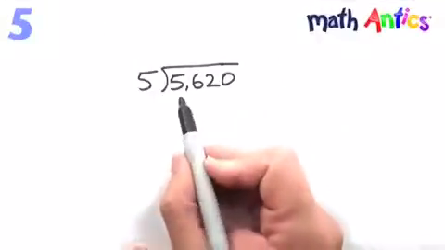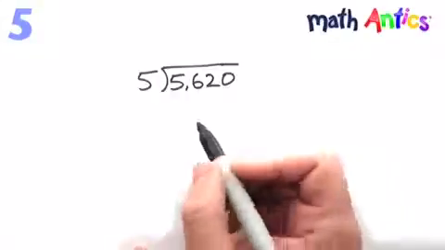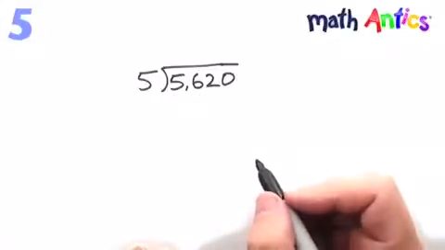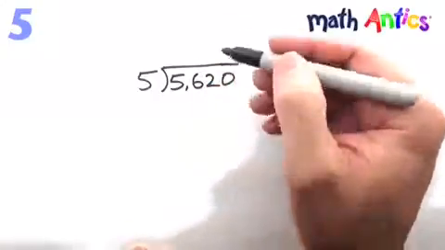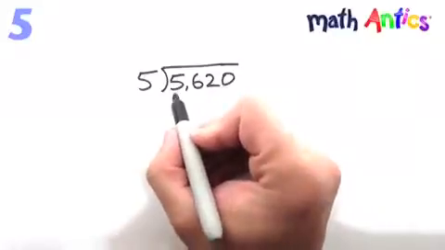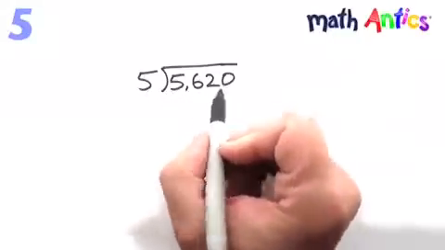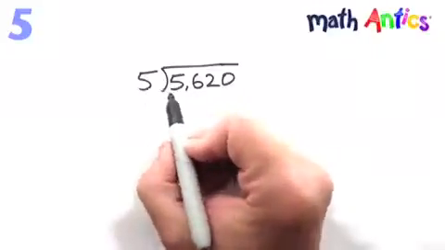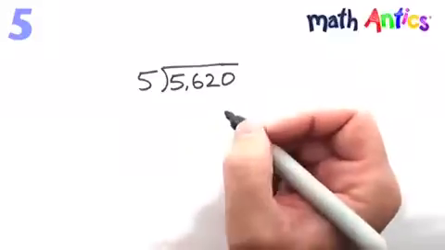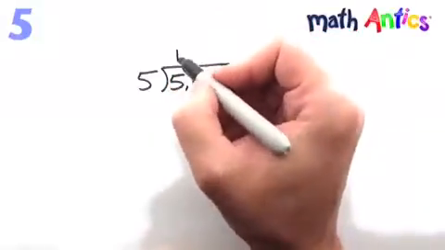For this problem, we have 5,620 divided by 5. Now we have a 4-digit number, so that means there's going to be 4 division steps. So it's really important to keep everything lined up so we don't get confused. As always, we start with the leftmost digit and go digit by digit. So we have 5 divided by 5. So, how many 5's does it take to make 5? Well, it takes 1 5 to make 5. So we put 1 in our answer line.